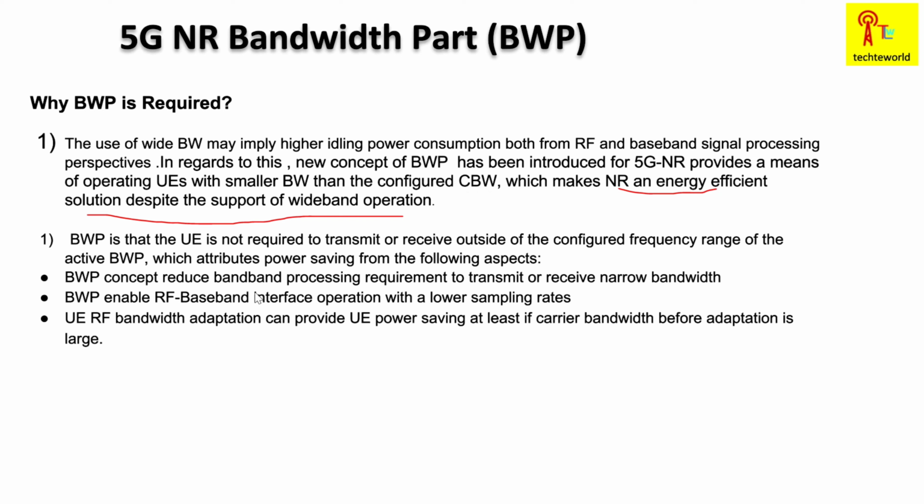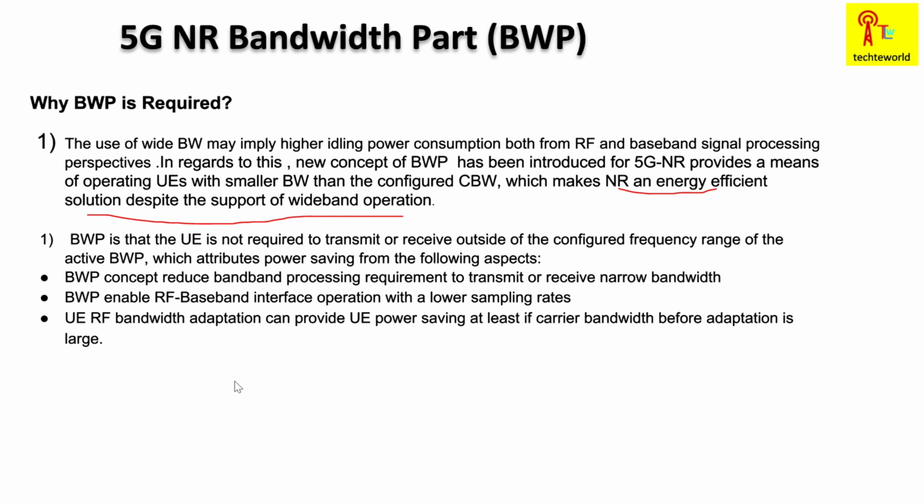The second thing is that the UE is not required to transmit or receive outside the configured frequency range of the active bandwidth part. There is a concept of active bandwidth part. Let's say we have configured 3 bandwidth parts in a 5G-NR bandwidth. For a particular configured bandwidth, we have configured 3 bandwidth parts. Out of the 3, only 1 bandwidth part can be active at a time, not all 3. It is made in such a way that only 1 bandwidth part will be active.